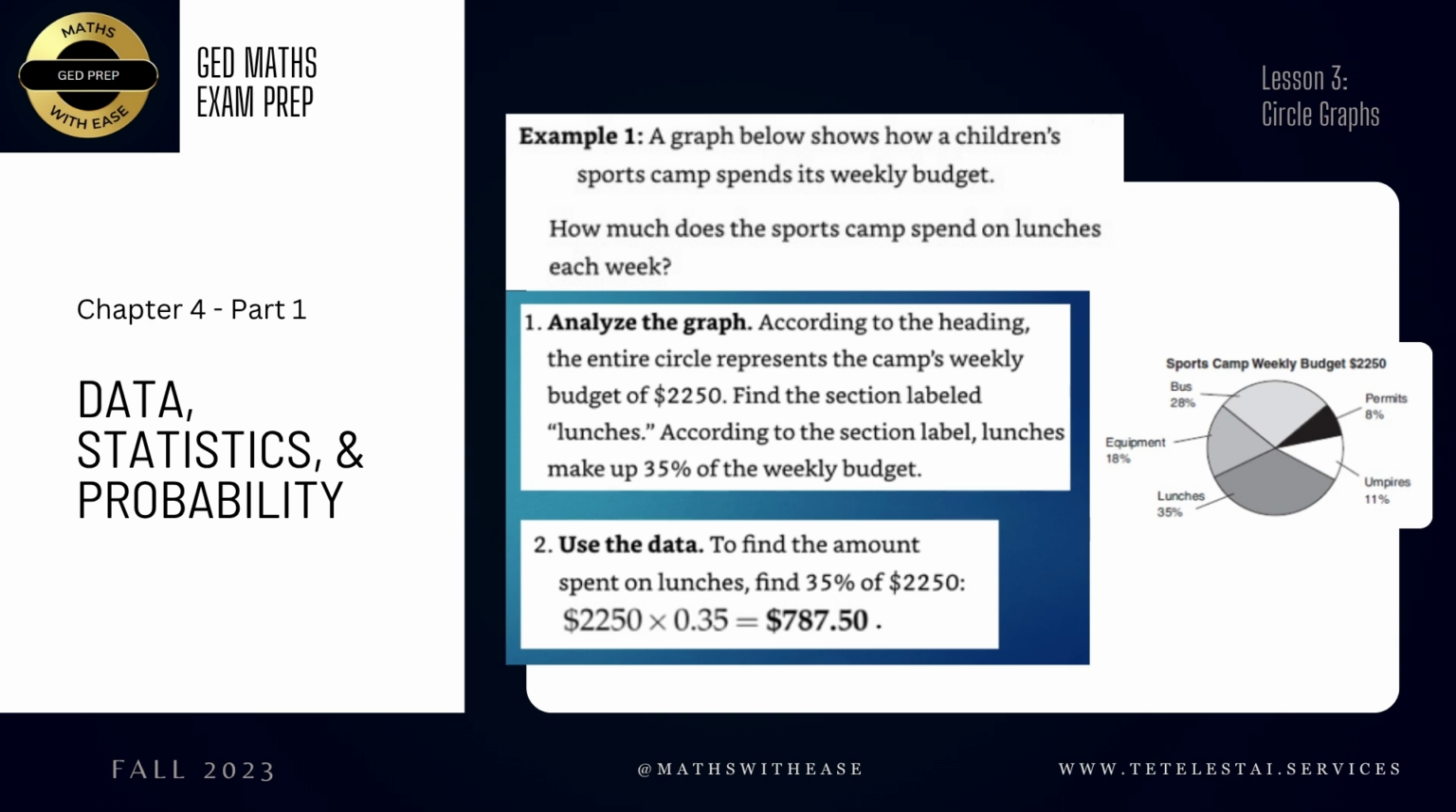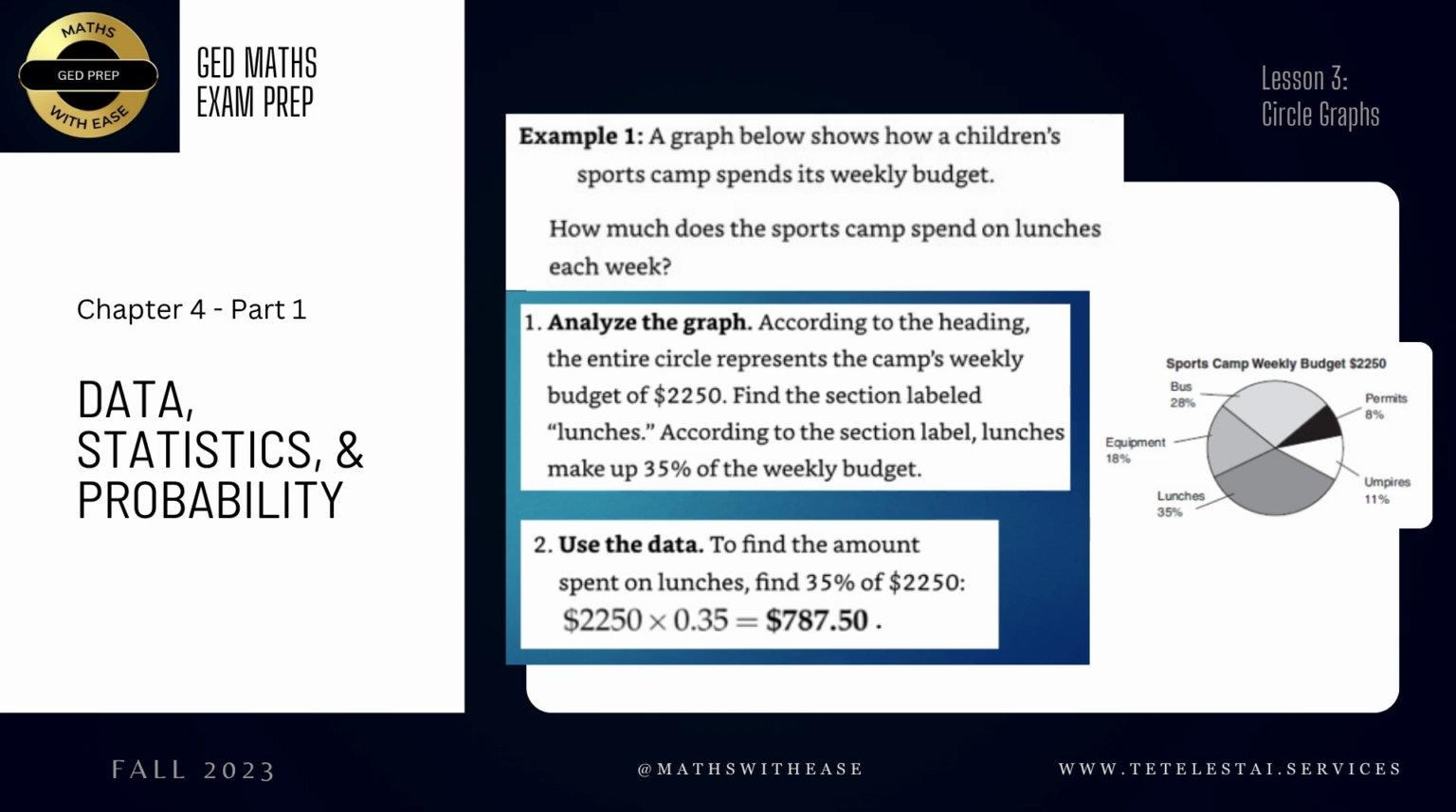And so what do we do? We simply drop the percentage sign, move our decimal point 2 places over to the left to get our decimal equivalent of 35%, which is 0.35. And then we multiply that by $2,250, and that tells you how much you're spending towards lunches.